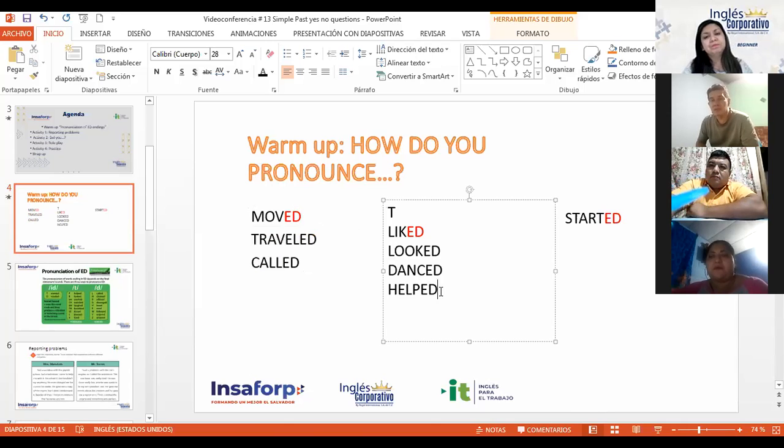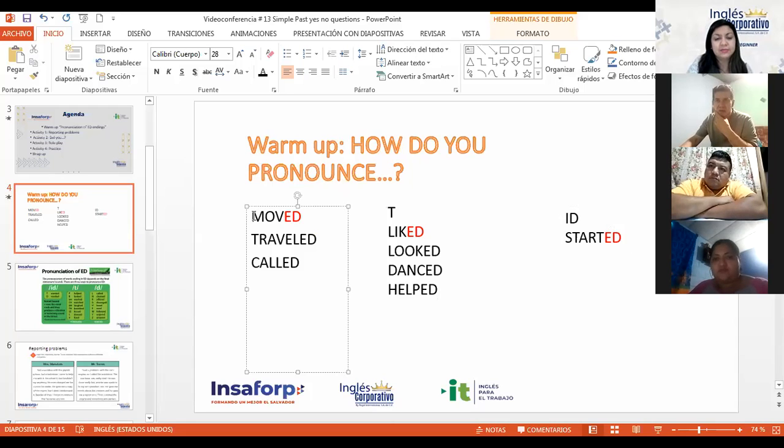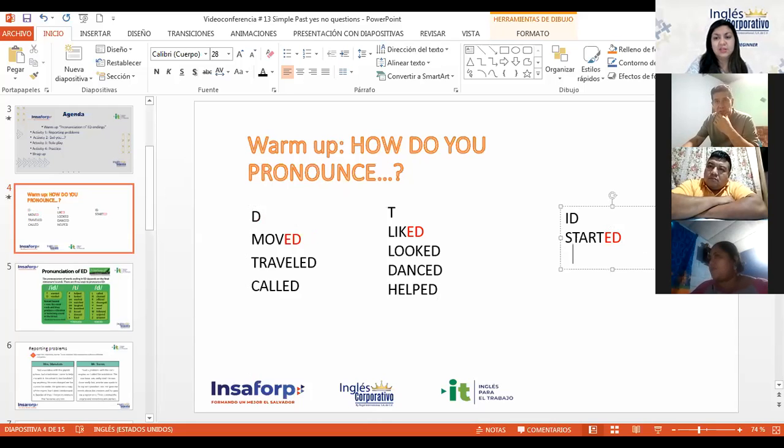So, okay, we have these examples, and these ones that end, which pronunciation is like id, these are the verbs that finish in D or in T. For example, visit. Termina en T, ¿verdad? Y le agregamos ED. Y entonces ya dice la pronunciación visited.